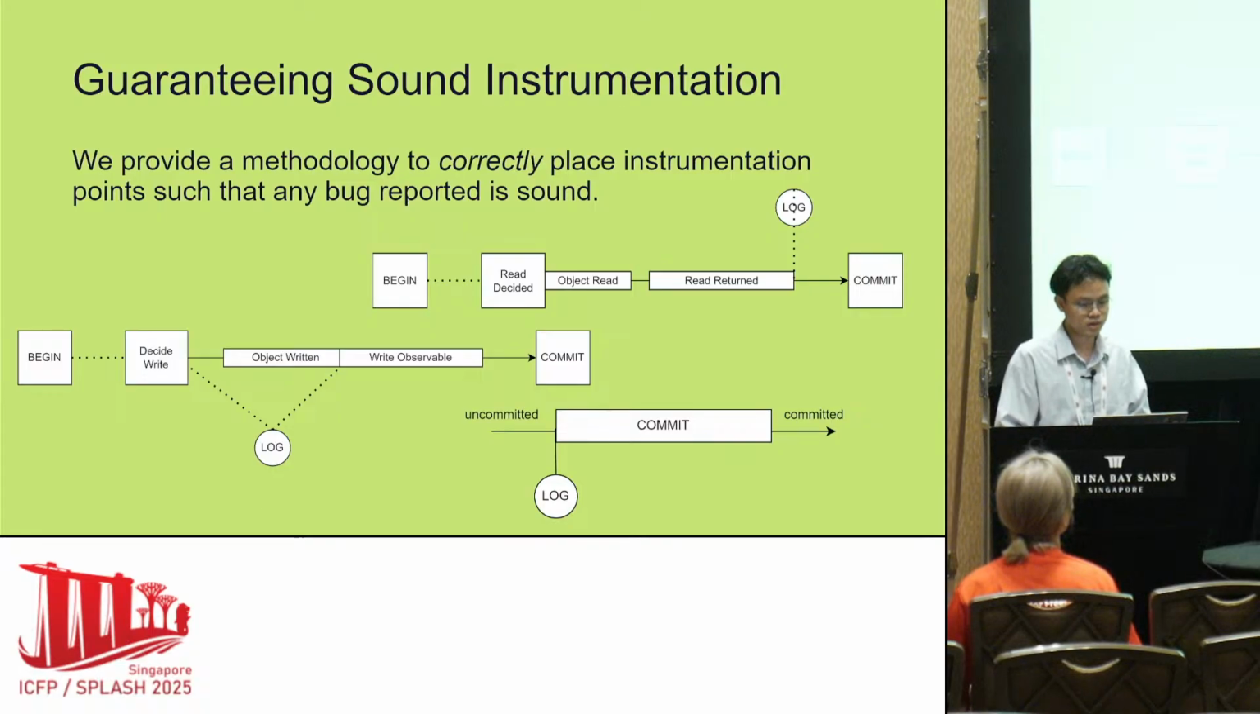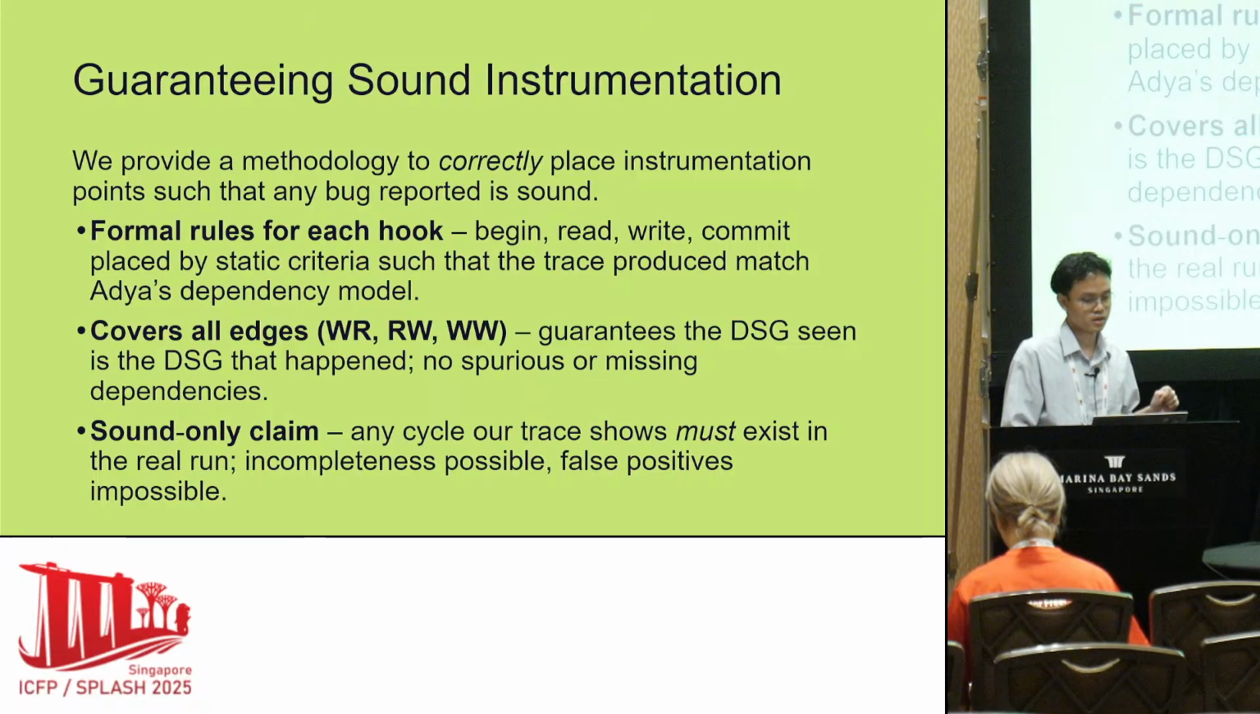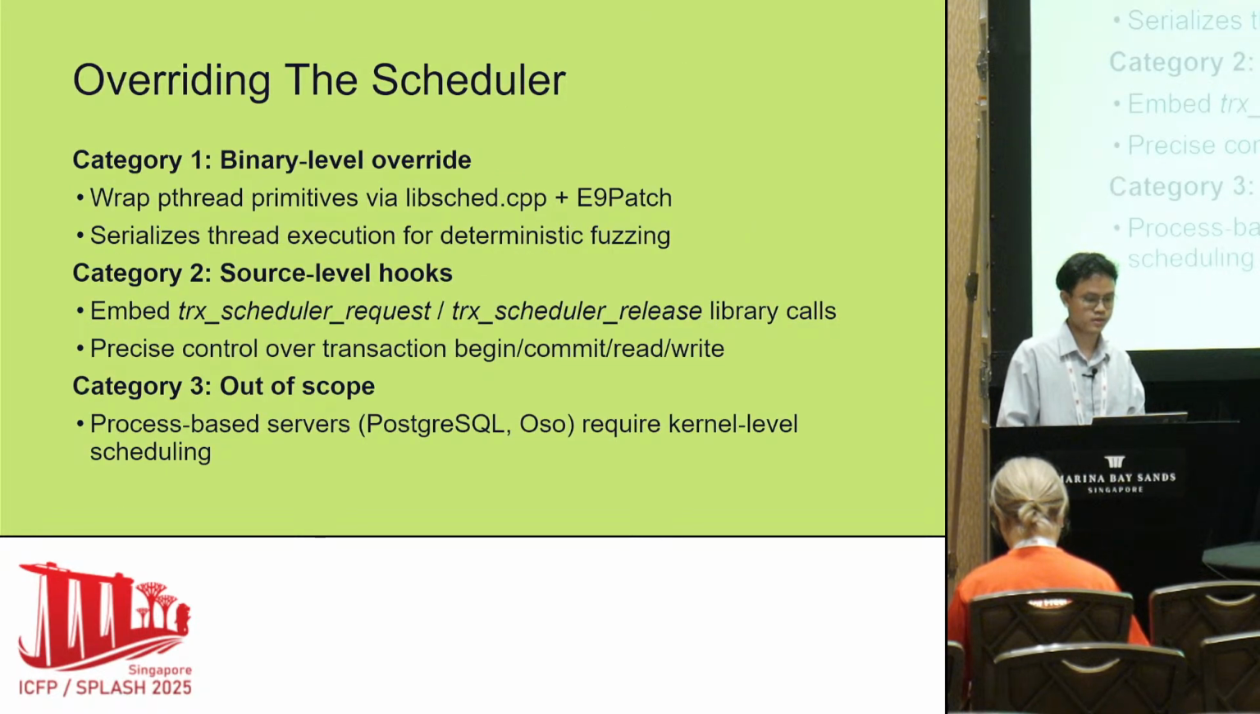So we provide a methodology to correctly place instrumentation points such that any bug reported is sound. We have rules for where you should put your log commit, write commit, read commit, and begin commit. With these rules, it's pretty simple for the database developers to know where to put these instrumentation points. Once we have these rules that cover all the read and write edges, we can guarantee that the dependency serialization graph produced by IsoFast is indeed what happened. So no spurious or missing dependencies, and thus any bug reported will be sound.